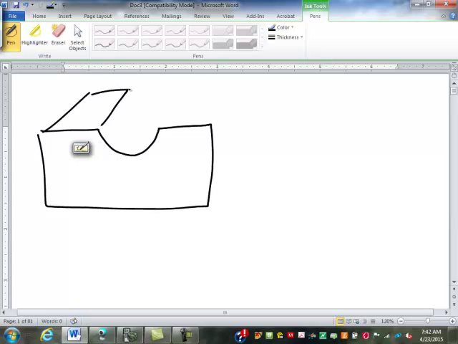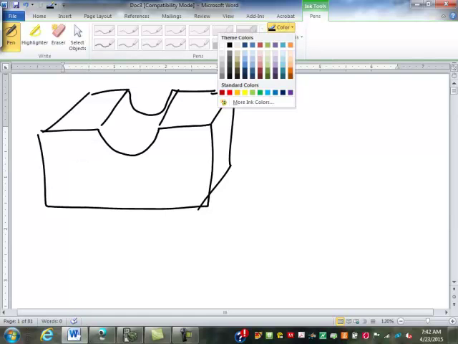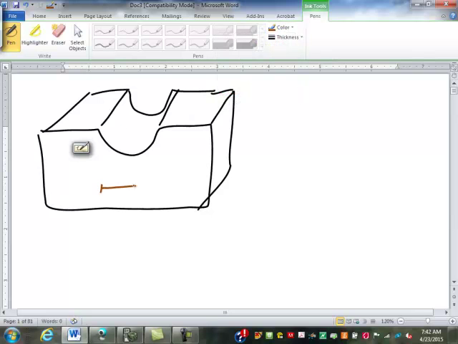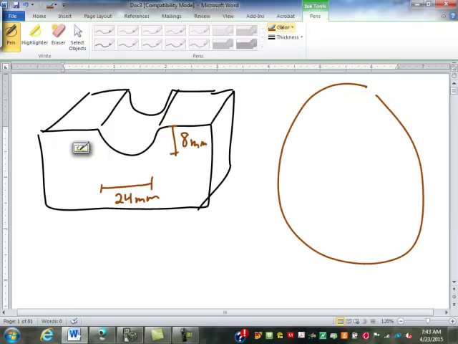Pretend this looks like your sheet. Close enough. Anyway, our dimensions: this is 24 millimeters wide and 8 millimeters deep. So the first thing we want to find is the radius of that circle. So I'm going to draw my circle out here. Pretend that's round.